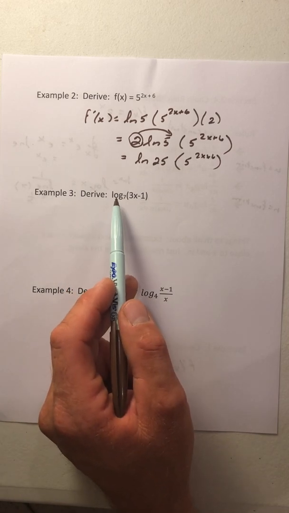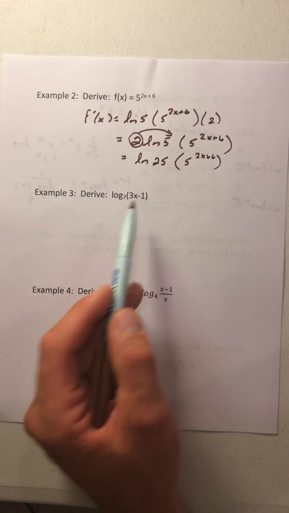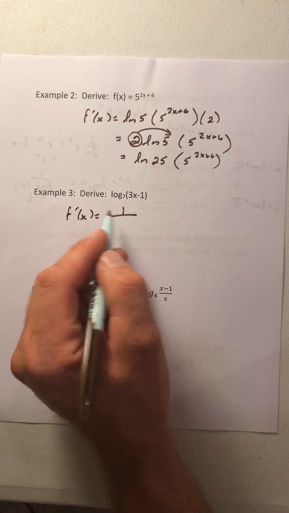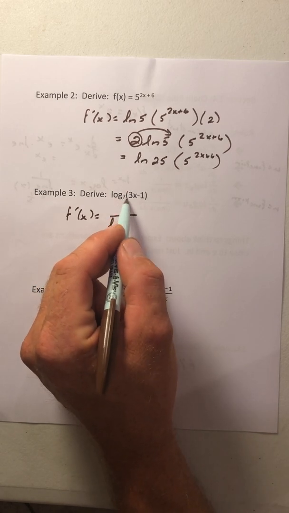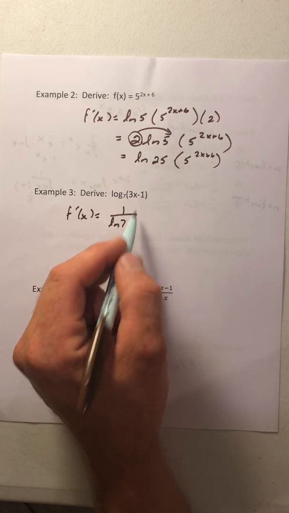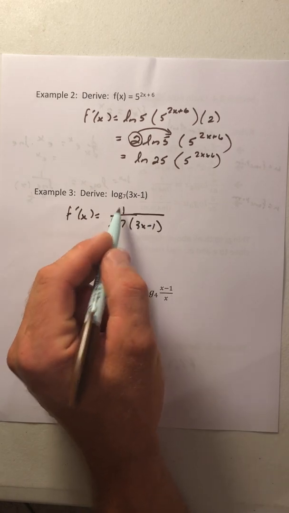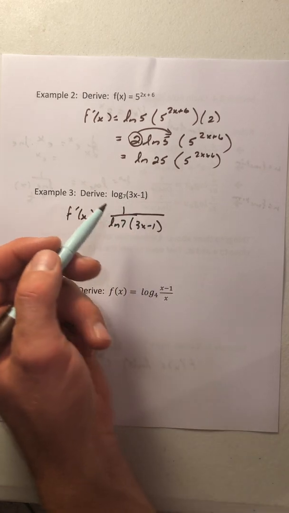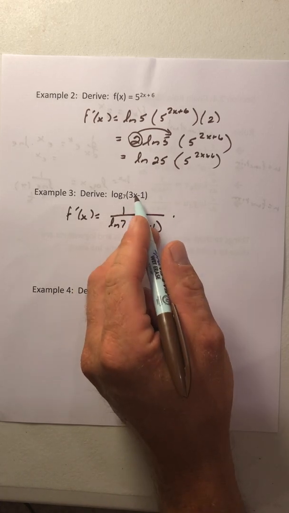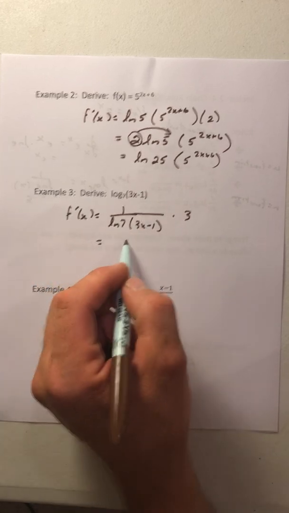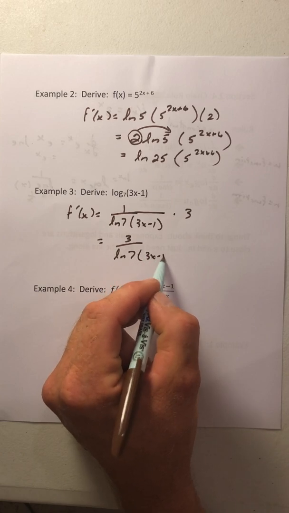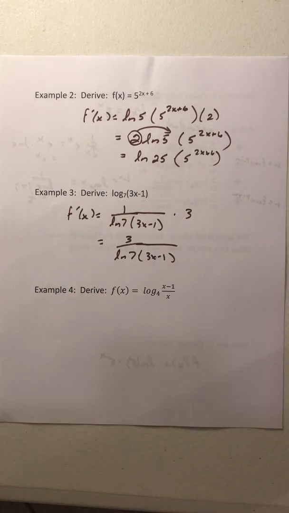Let's see, example 3, log base 7 of 3x minus 1. So can we find the first derivative? Well, hopefully we can. We have 1 over, again, the natural log of the base, natural log of 7, times the function, 3x minus 1. Just like our natural logs, we have 1 over that. And then we multiply by the derivative of this function, the derivative of 3x minus 1, which is 3. So we end up with 3 over the natural log of 7 times 3x minus 1. And that's going to give us our derivative.